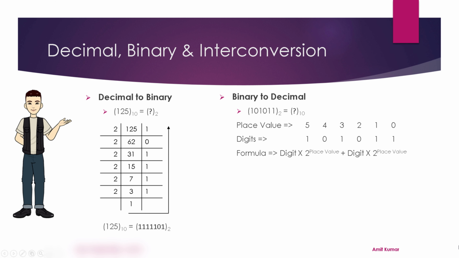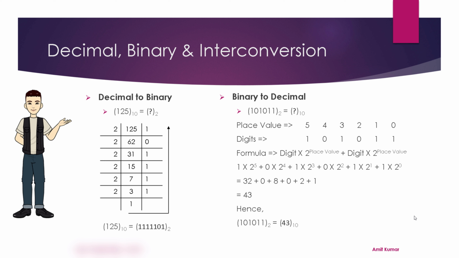The formula to convert is digit multiplied by 2 to the power of place value, plus digit multiplied by 2 to the power of place value, and so on. If we follow the formula, these digits will be written as 1 into 2 to the power of 5, plus 0 into 2 to the power of 4, plus 1 into 2 to the power of 3, plus 0 into 2 to the power of 2, plus 1 into 2 to the power of 1, and plus 1 into 2 to the power of 0. Once we have written the formula, we just need to do the powers and the multiplication, and after that the addition, which will result in 43. So 101011 in binary is equivalent to 43.